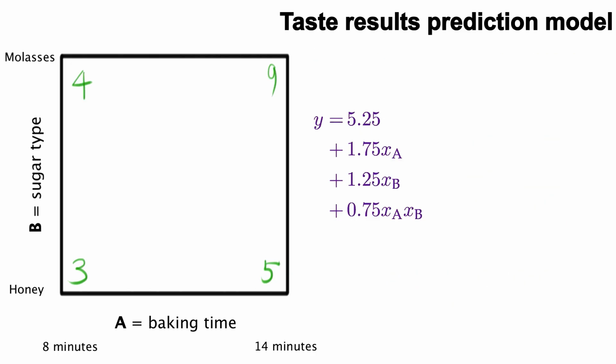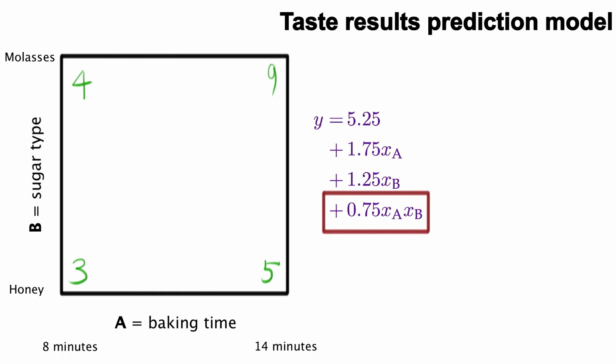Now this all may seem very messy, but it's well worth it, because what we get is a really good prediction model that accounts for the interactions in our system and the main effects. A system with no interactions would have this term over here equal to 0.